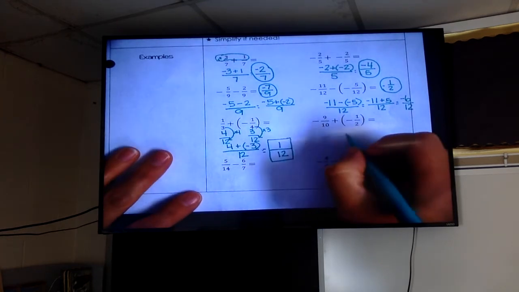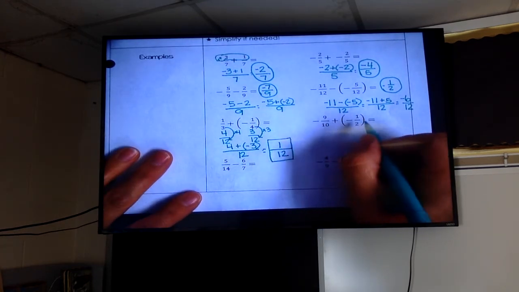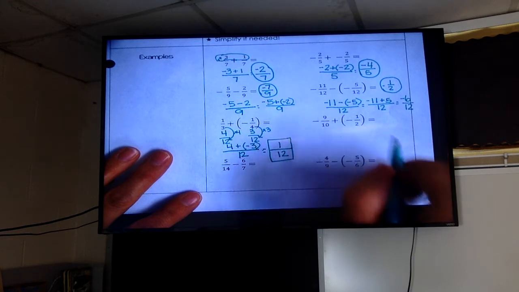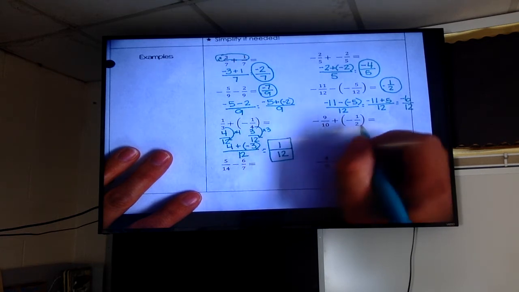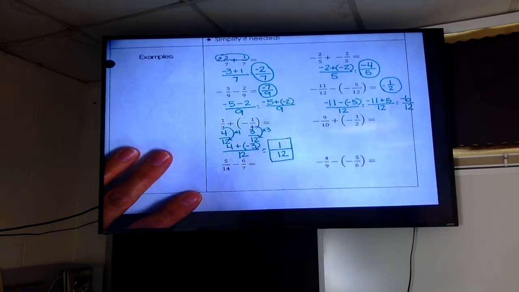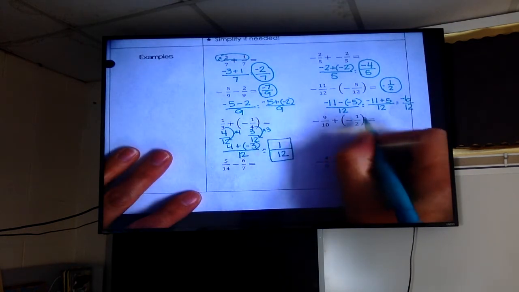Okay, let's try it again. Okay, here I have 10 and 2. Okay, I know 10 is a common multiple of 10 and 2. So I'm going to change this to 10. What did I do to the 2 to make it a 10? Well, I multiplied it by 5. So 1 times 5 is 5.